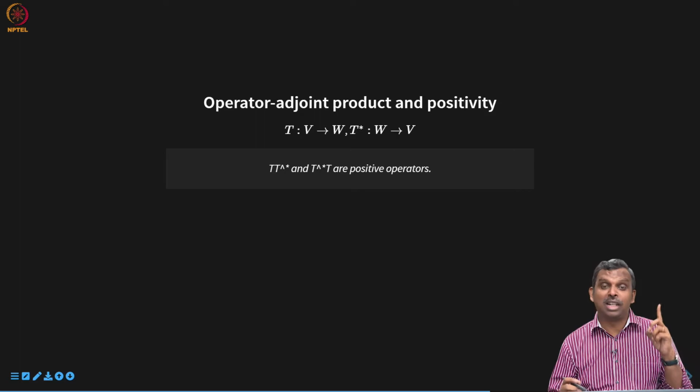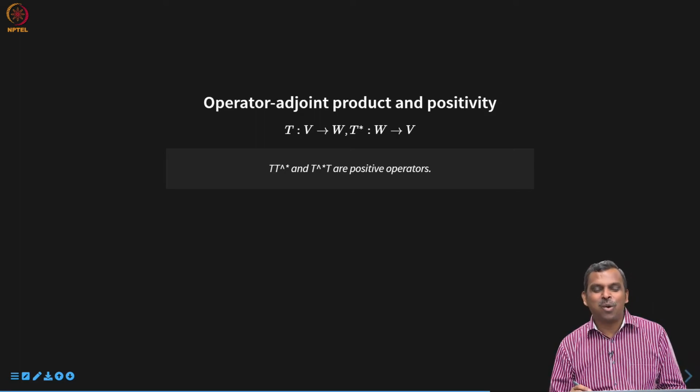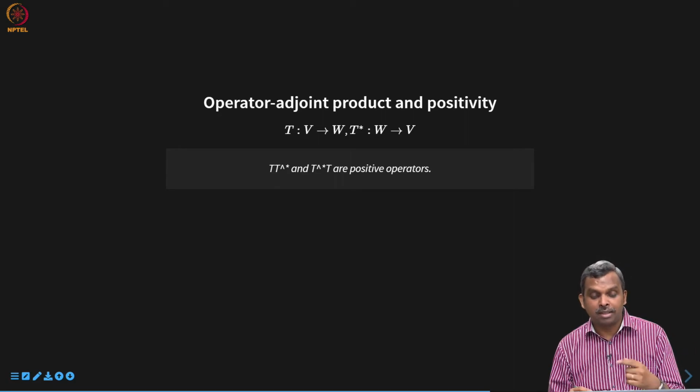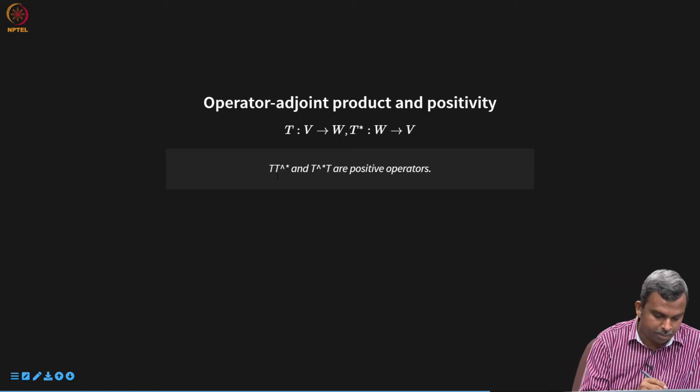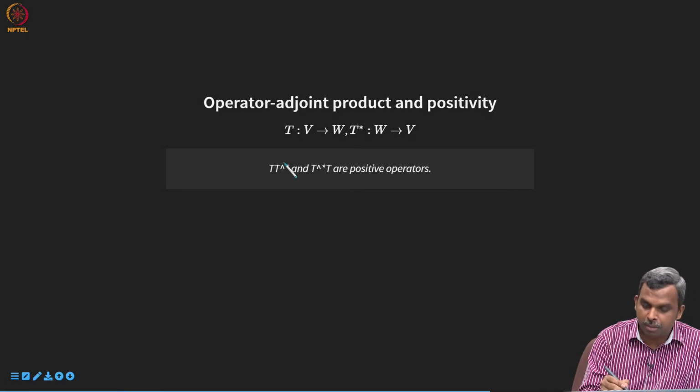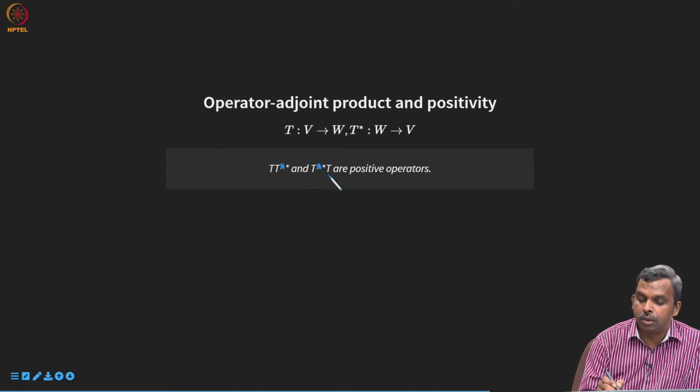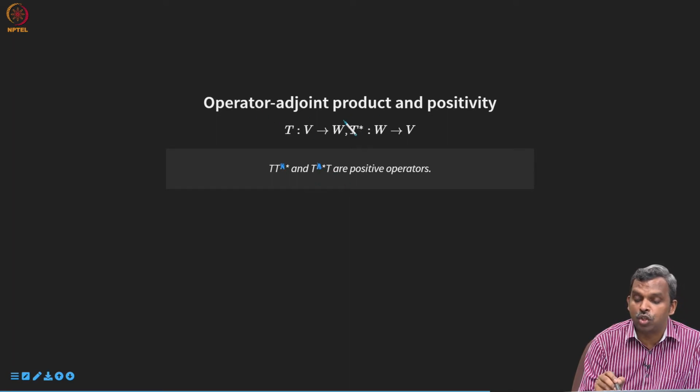Okay, so before we go there, just one more idea. One more type of operator we have studied before, which ends up being positive, which we may not have thought of as positive, is this operator-adjoint product. I think this notation came out a bit badly, so hopefully you can see what I mean here. It's T star T and T T star. This is the product of an operator and its adjoint, both ways.